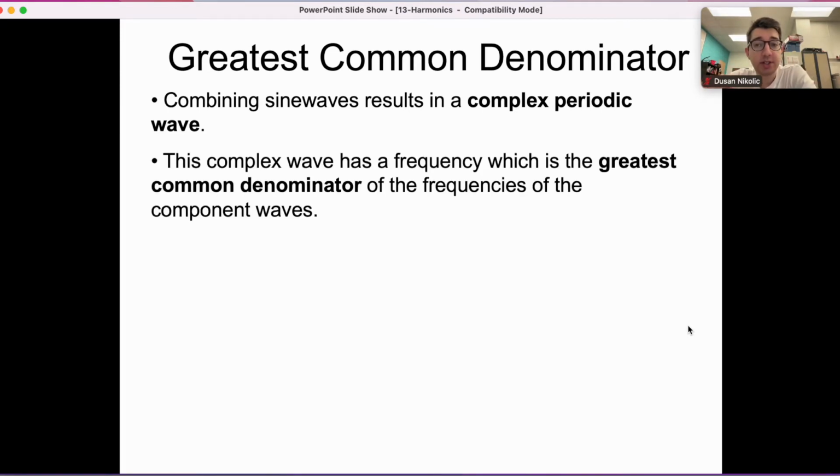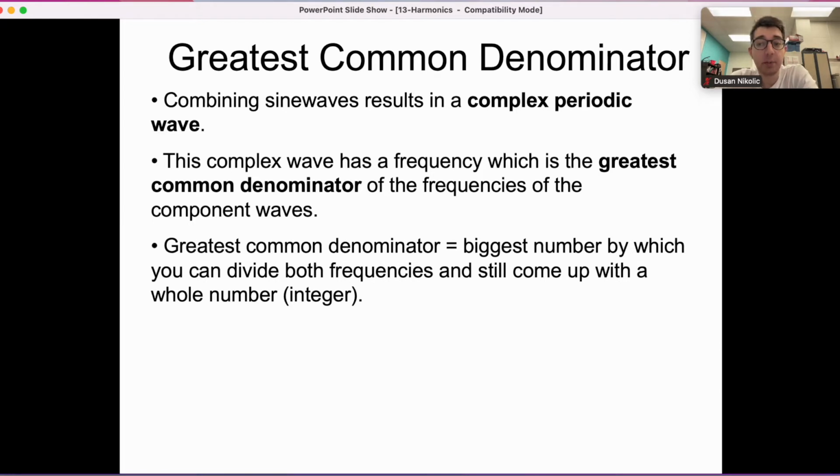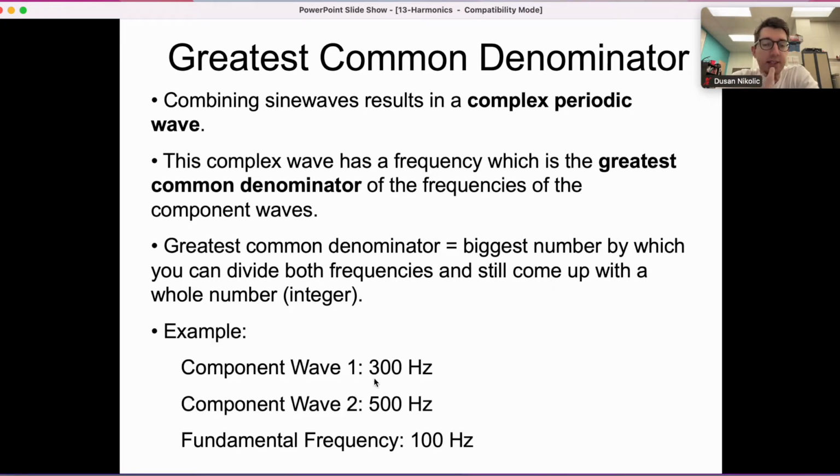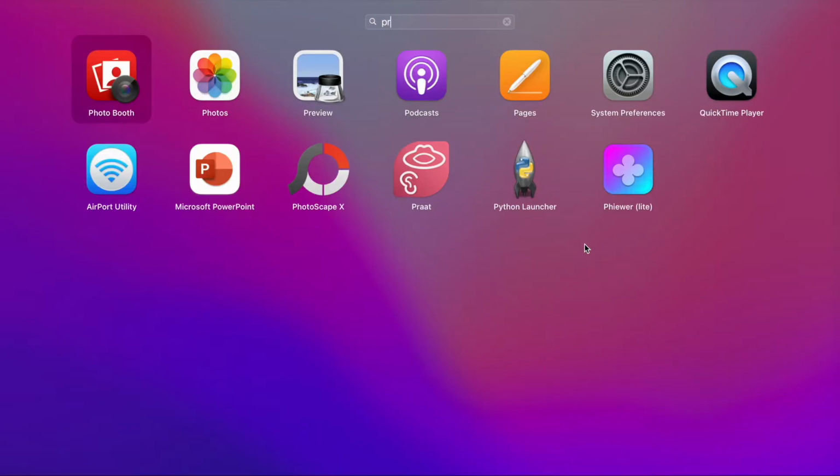Now we know that combining sine waves results in a complex periodic wave. This complex wave has a frequency which is the greatest common denominator of the frequencies of the component waves, right? Greatest common denominator is the biggest number by which you can divide both frequencies and still come up with a whole number. We know that when you have component wave 1, which is 300 Hertz, and 500 Hertz, we get a fundamental frequency, or this greatest common denominator, of 100 Hertz, because you cannot divide 300 or 500 by 200. You cannot divide them by 150. The greatest number that you can divide them by, and that has to be a whole number, it mustn't have any decimal places, is 100, right? And the fundamental frequency of the given wave will be 100, right?